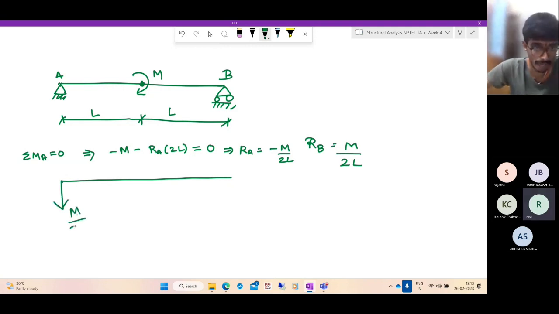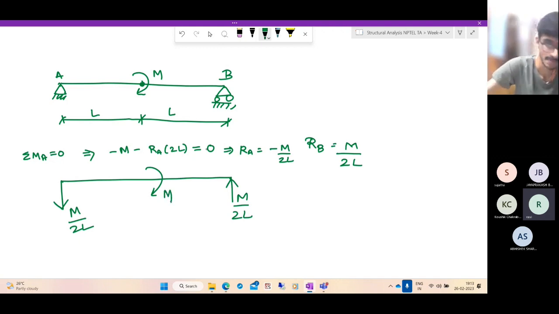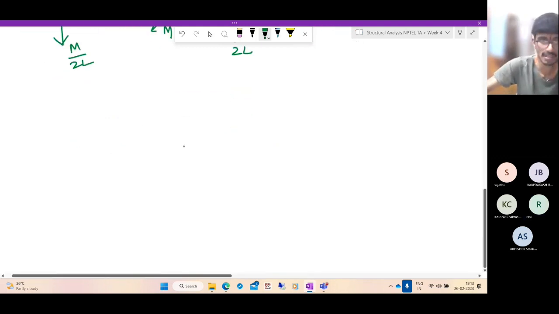Here you have M by 2L. Here you have M by 2L upwards. And you have a midspan concentrated moment of M. What is the next step? So we have determined the support reactions. Then just draw the bending moment diagram.